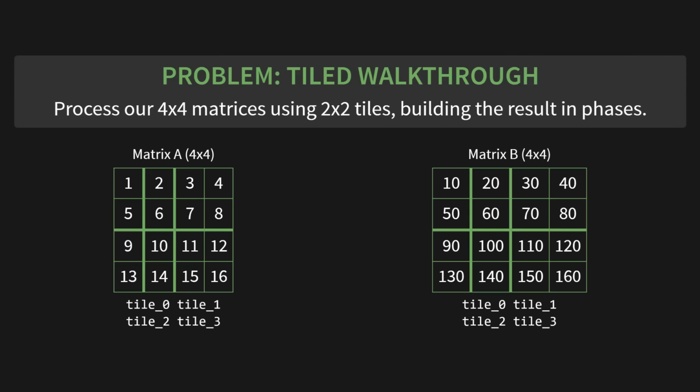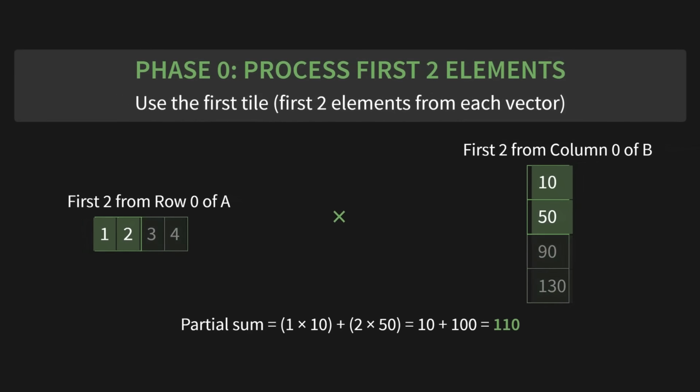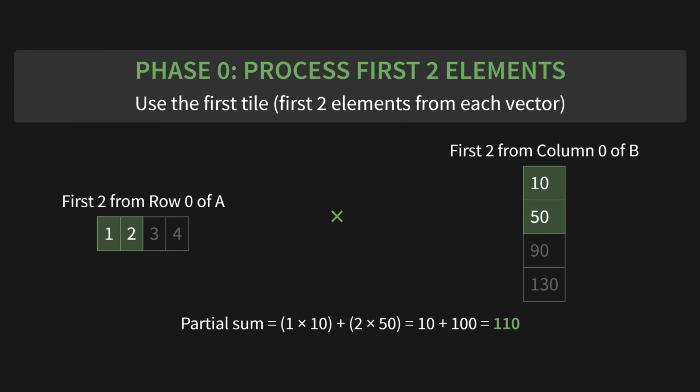We're going to process our 4x4 matrices using 2x2 tiles, building the result in phases. On the screen, you can see matrix A and matrix B, both 4x4. First, let's remember what we need to compute C at 0, 0. We need row 0 of A times column 0 of B. That's the vector 1, 2, 3, 4 times the vector 10, 50, 90, 130. If you do the full calculation, 1 times 10 plus 2 times 50, and so on, you get 900. Okay, that's our target. Now, let's do it the tiled way.